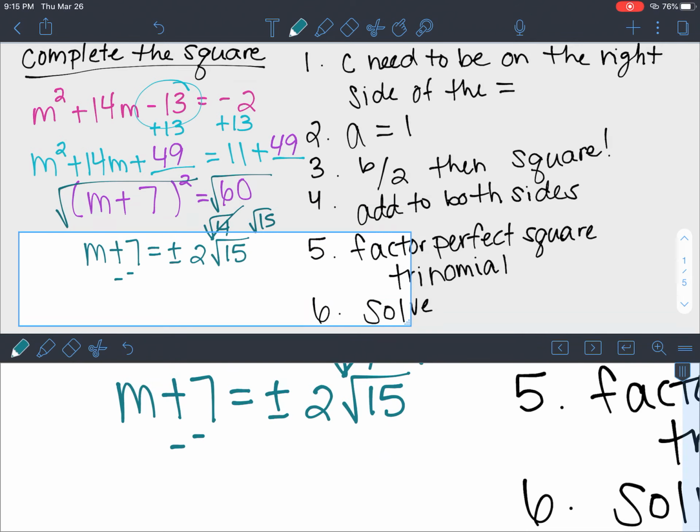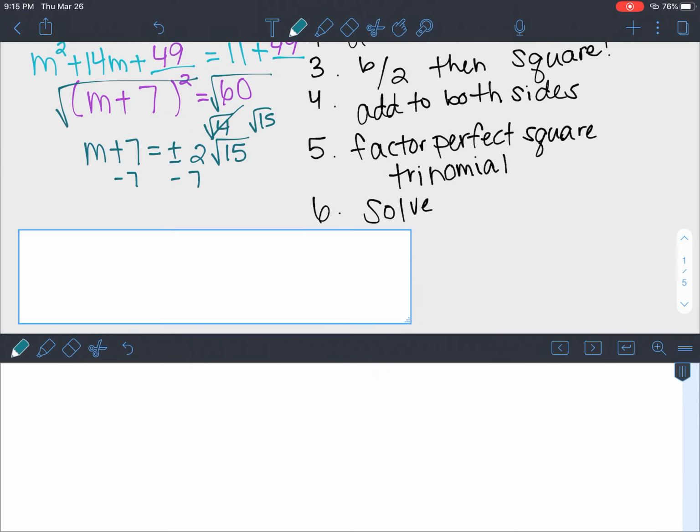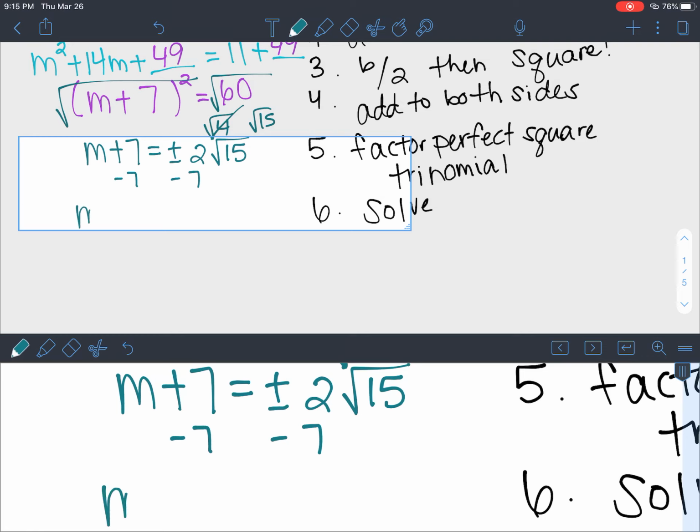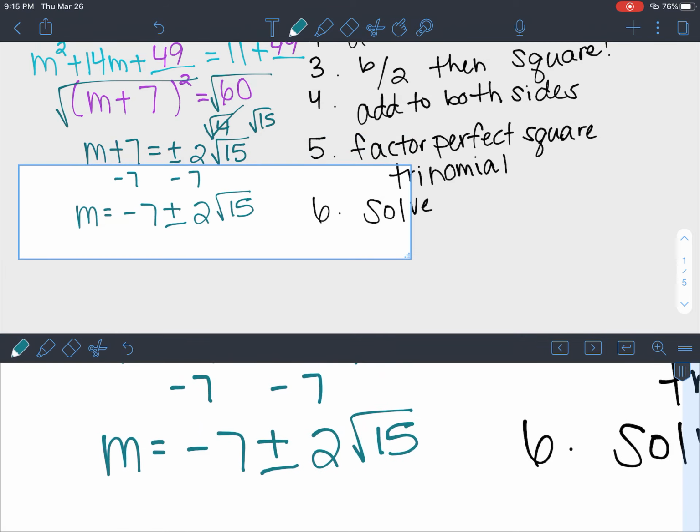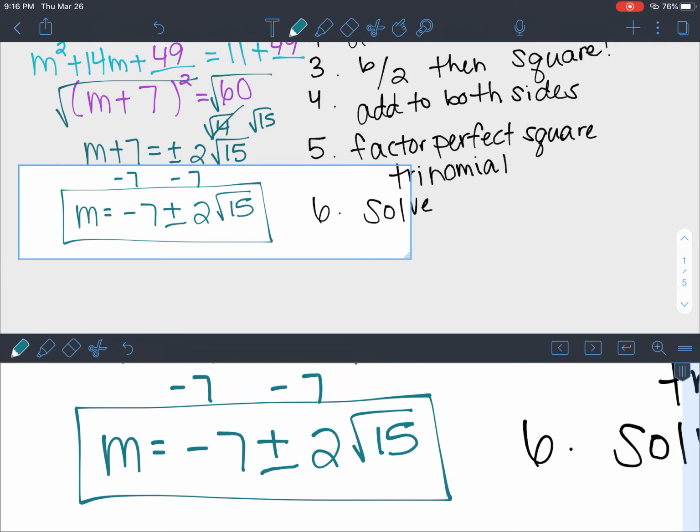The last step is just to continue solving. When we do that, we get a final answer of m equals -7 plus or minus 2 times the square root of 15. So this one's going to be our final answer here.